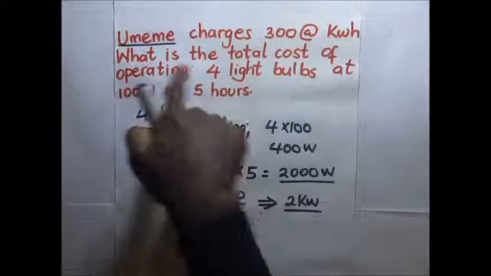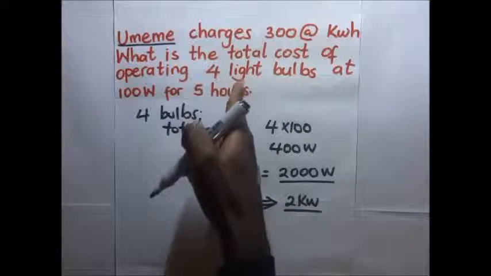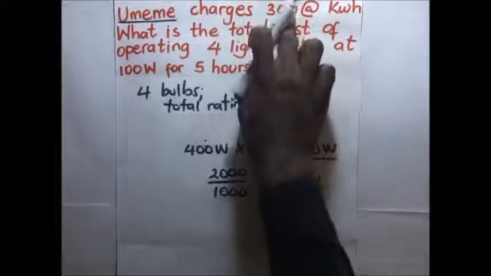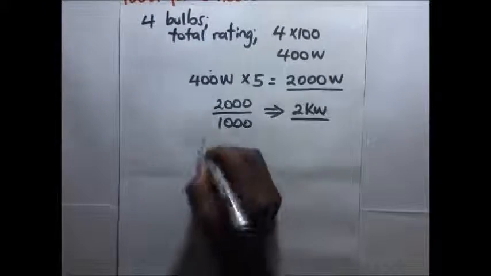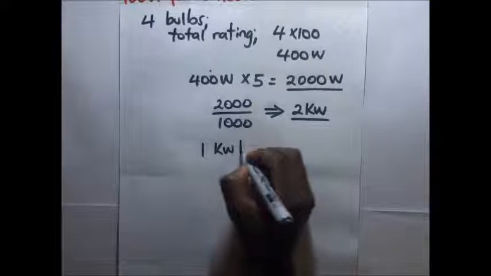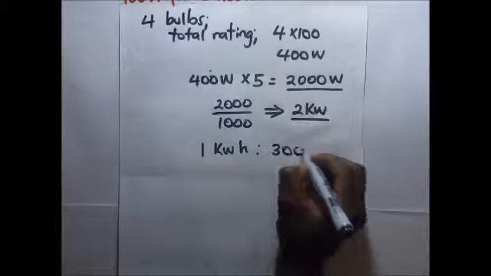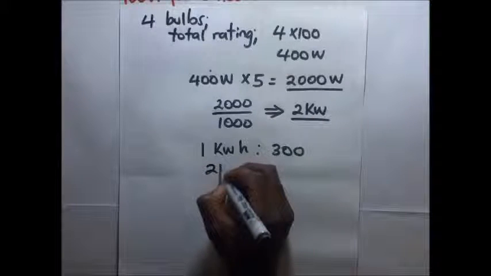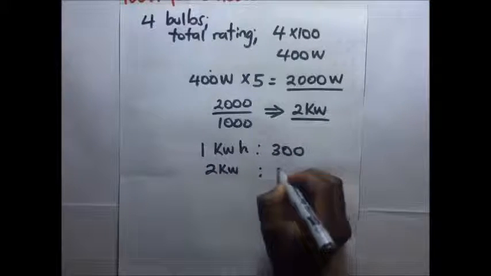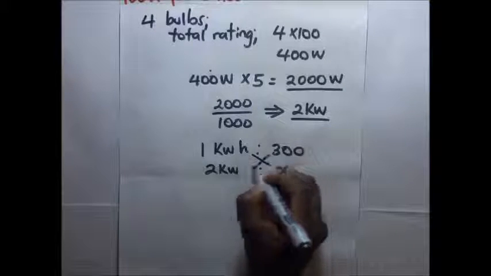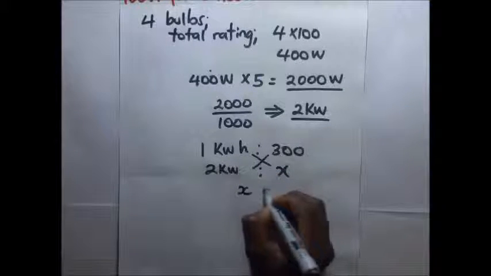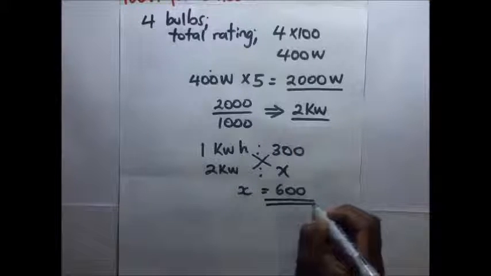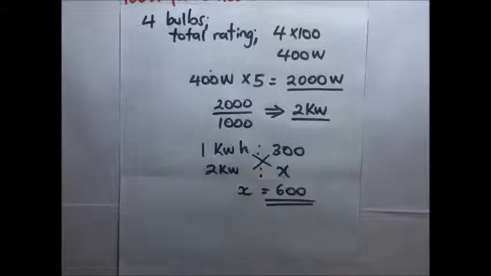And now we are supposed to find the total cost of operating those 4 bulbs for 5 hours. Since we know that 1 kilowatt hour costs 300 shillings, whatever, 2 kilowatt hours will cost twice that. Let's say it will be x. When we cross multiply, x times 1 is x, which is equal to 2 times 300, which is 600. And that will be the cost of operating those bulbs.